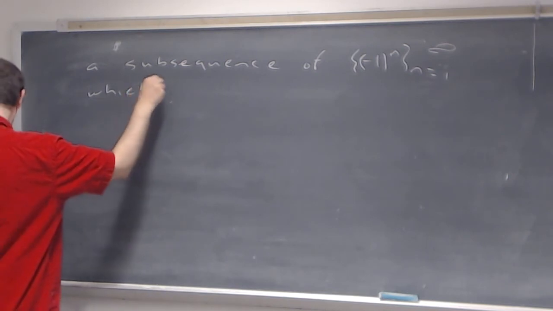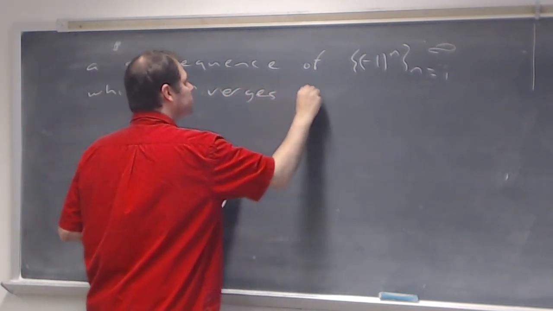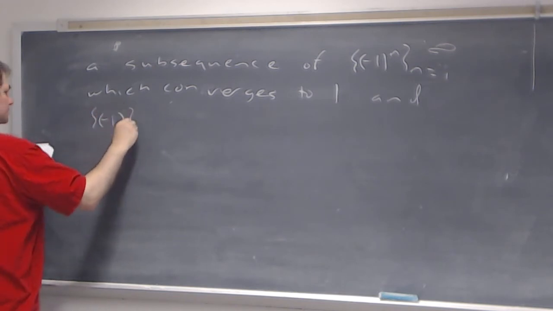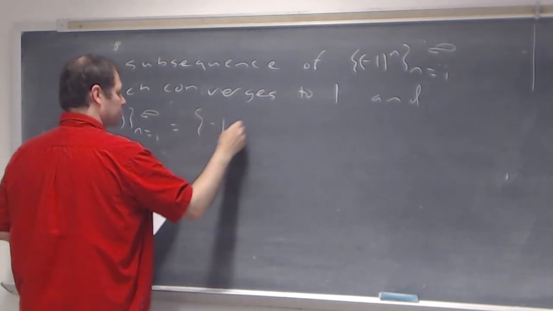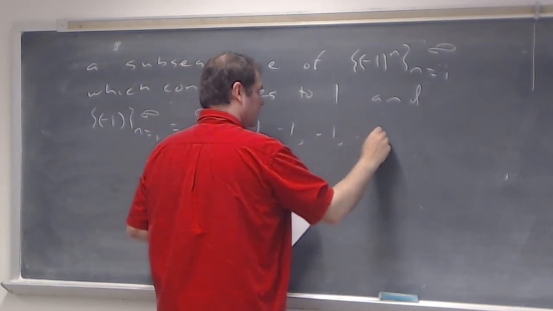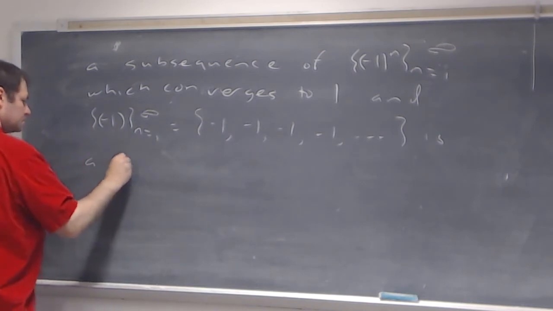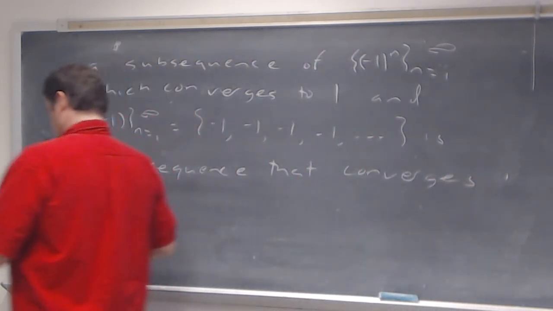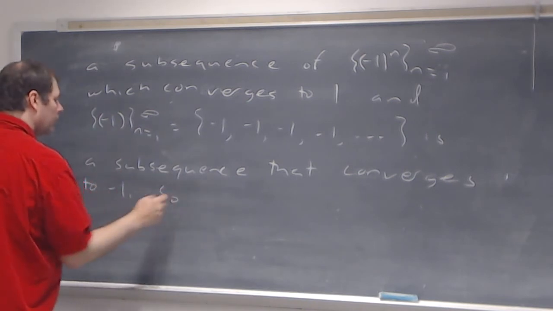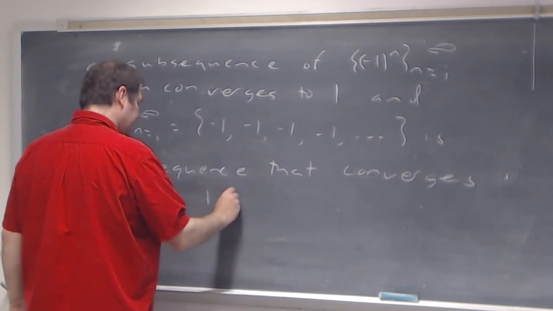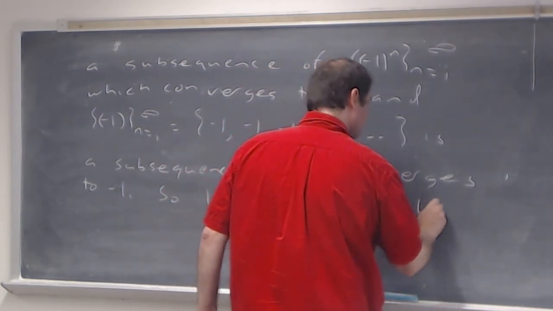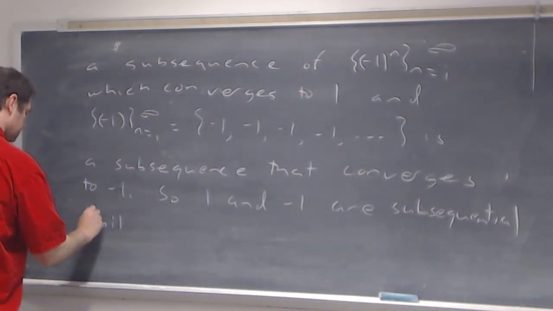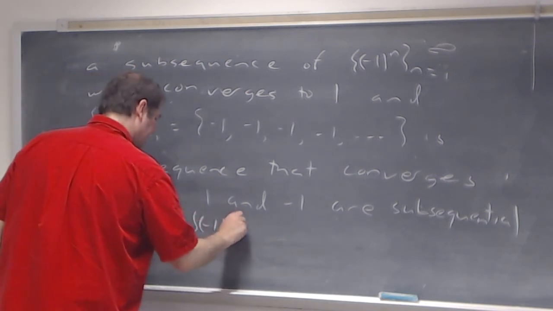Which converges to 1. The subsequence converges to 1. And the sequence that is minus 1, as n runs from 1 to infinity, so all of the terms are minus 1, minus 1, minus 1, when n is 3, we still have minus 1 forever, is a subsequence that converges to minus 1. So, from our definition of subsequential limit, 1 and minus 1 are subsequential limits of the sequence minus 1 to the n.